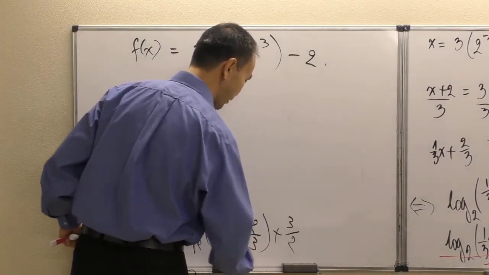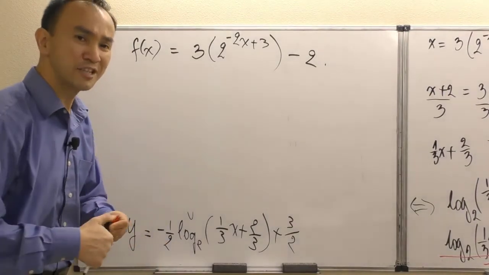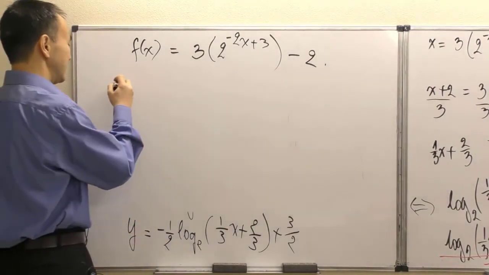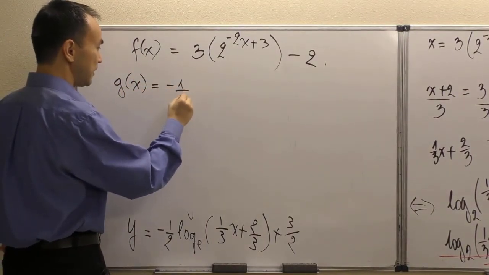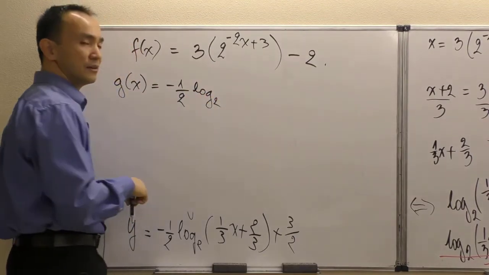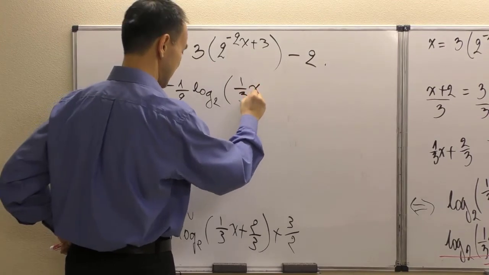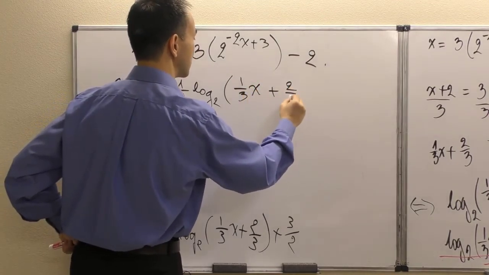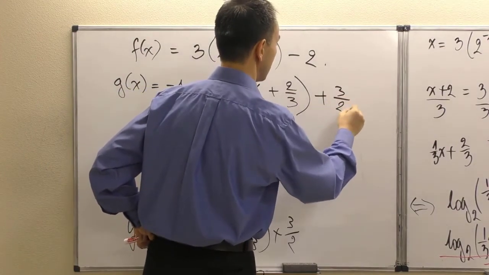And just earlier I called this inverse, the f inverse, some function. But really, let's name that g of x. How about g of x being defined as negative 1/2 times log base 2 of 1/3 x plus 2/3, and plus a 3/2.